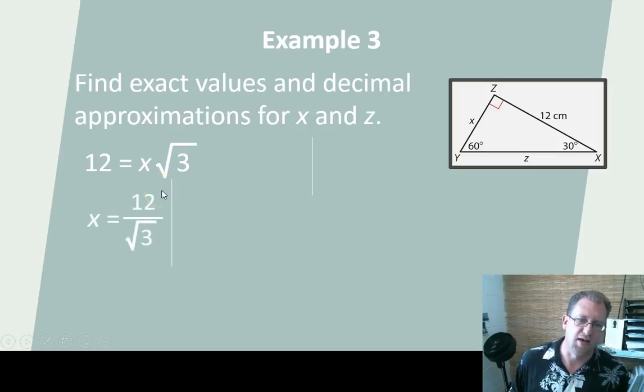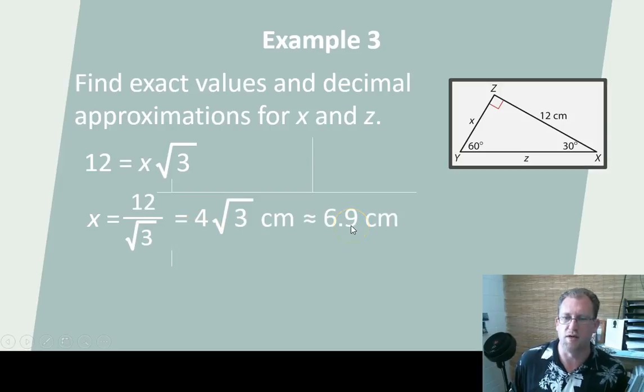I'm going to divide both sides by radical 3, and I'm going to realize that that's 4 radical 3, which is 6.9 centimeters. This step here is just a simplification of the fraction. You can type in your calculator 12 divided by the square root of 3. You don't have to multiply by radical 3 over radical 3, which is what they're doing here, to get the radical 3 up in the numerator.